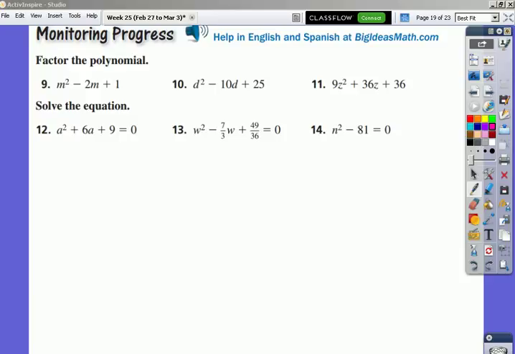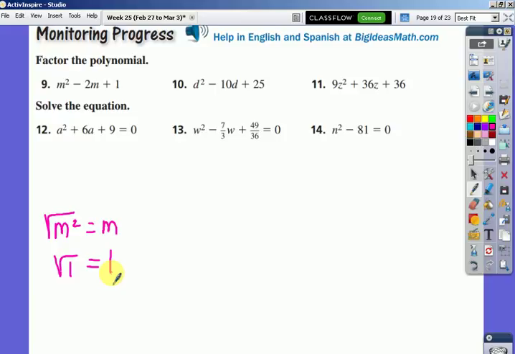Do I notice perfect squares? Yes, I do. A 1 and a 1. So I notice perfect squares and I have a middle term. So I'm going to, step 1, take the square root of those perfect squares. The square root of m squared is m. The square root of 1 is 1. When I multiply those two terms together and double it, do I get the middle term?